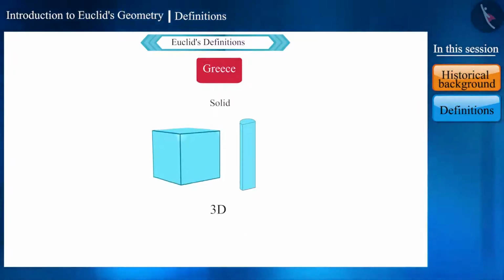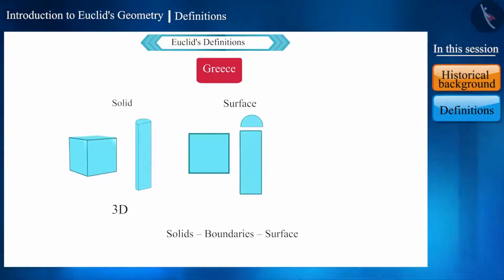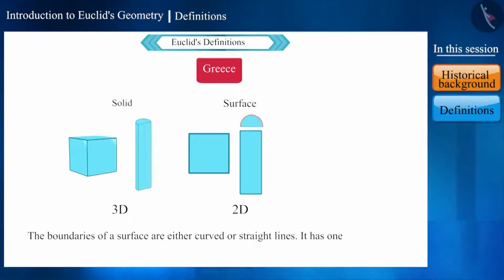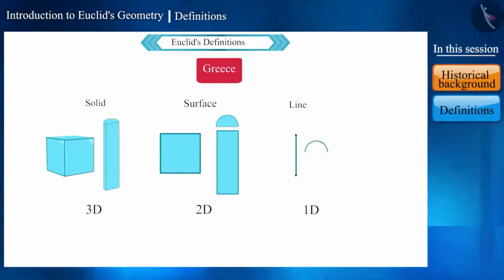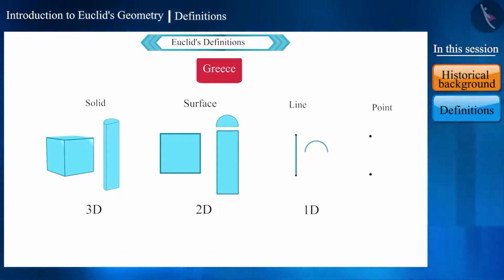Friends, its boundaries are called plane or surface. A surface has 2 dimensions and it has no thickness, and the boundaries of a surface are either curved or straight lines, and it has 1 dimension. That is, it is one-dimensional. The ends of these lines are points, and they have no dimension.